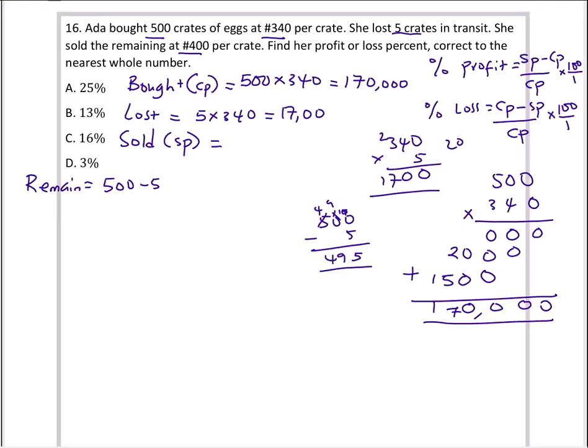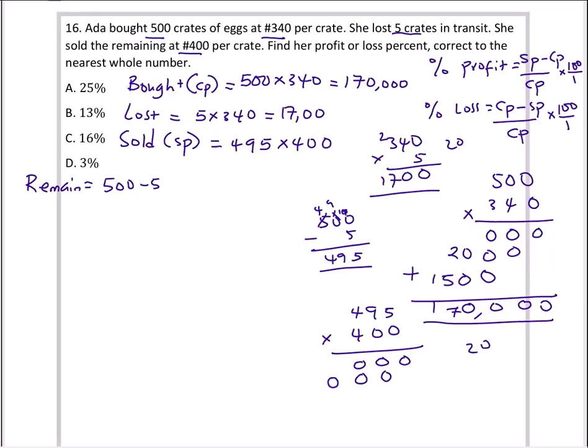If you just check it, you don't even need to do this. 500 minus 5 is 495. If this is 495, we now know that she sold them for 400 naira for each crate, so let's multiply 495 by 400. 0 times 5 is 0, 0 times 9 is 0, 0 times 4 is 0.